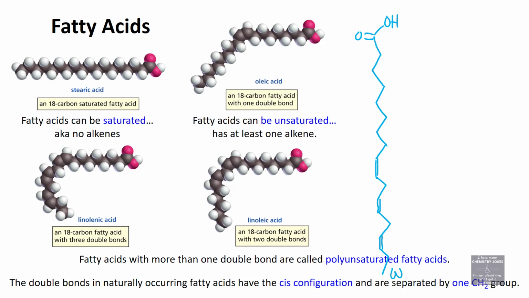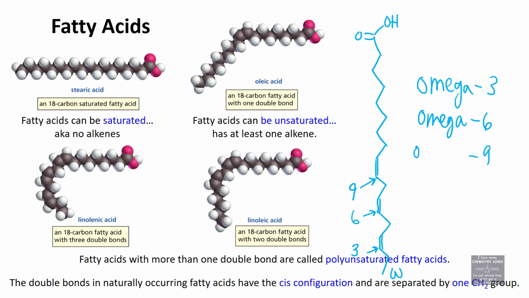If you count backwards from the omega end, you find an alkene on carbon 3 of the omega end. Ooh, you ever heard of omega-3 fatty acids? Yeah, I bet so. Fish oil has a lot of omega-3s in them. If I keep counting backwards, I get to carbon 6. You ever heard of any omega-6 fatty acids? Yeah, maybe. This one is omega-9. Omega-3, 6, 9 is really what this fatty acid that I've drawn is.